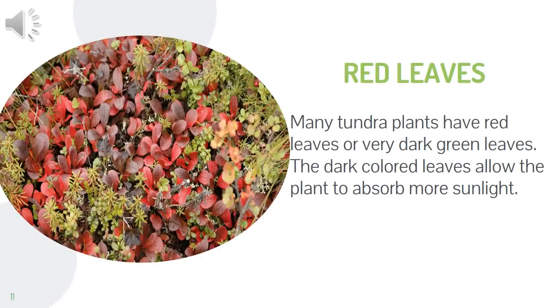Many of the tundra plants have red leaves or very dark green leaves, and the dark colored leaves allow the plant to absorb more sunlight.